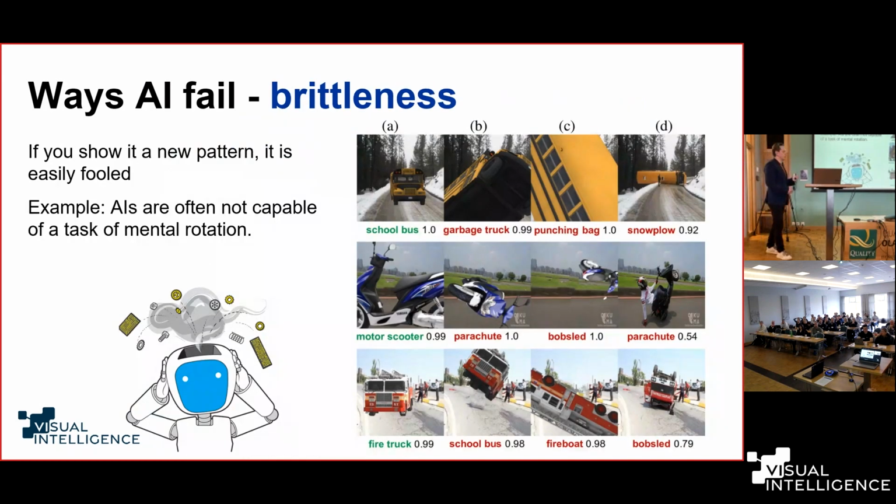Brittleness. This is something we will discover. It is easily fooled if you have a new pattern. Let's say this is an example. You change the view of the bus, and suddenly it goes from a school bus to a snowplow. We all see this is not a snowplow, and there are a lot of cases where you can do this. So it's not normally capable of doing this task of mental orientation that we are.